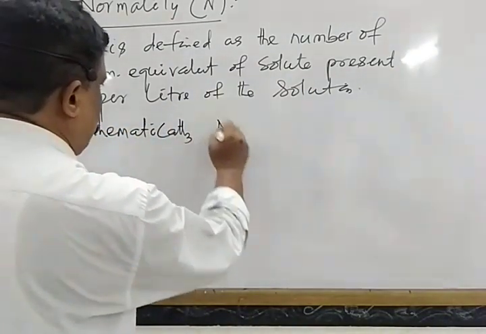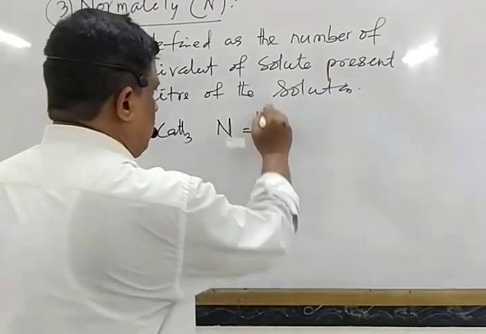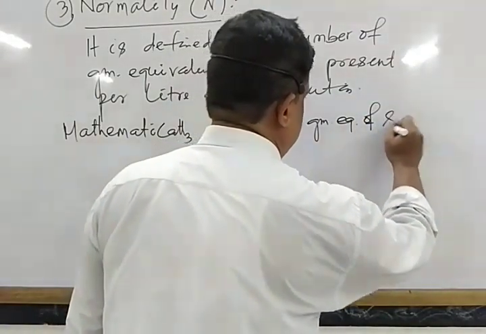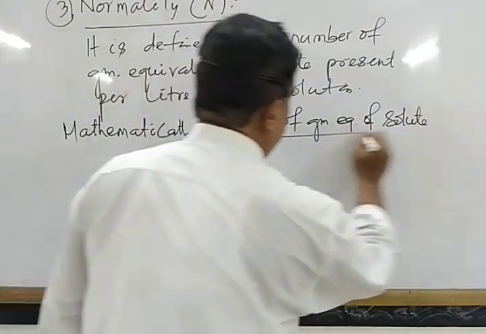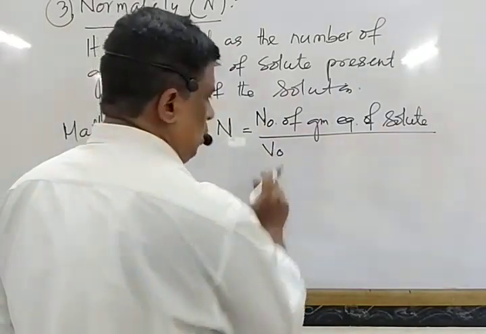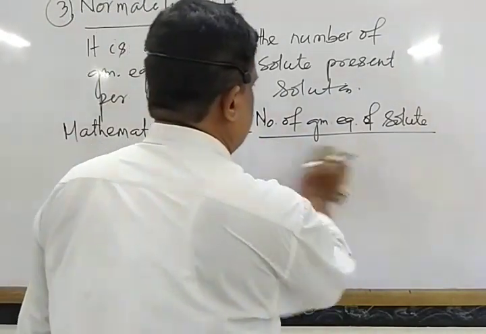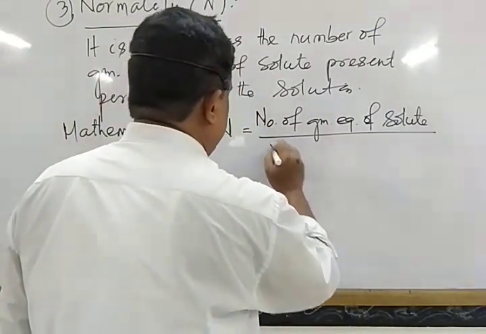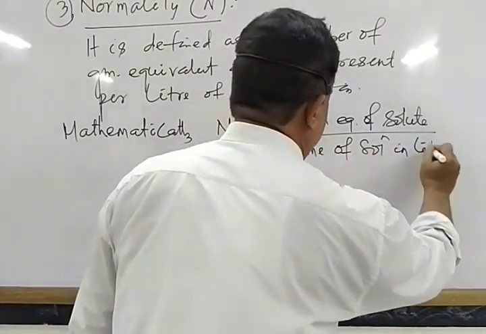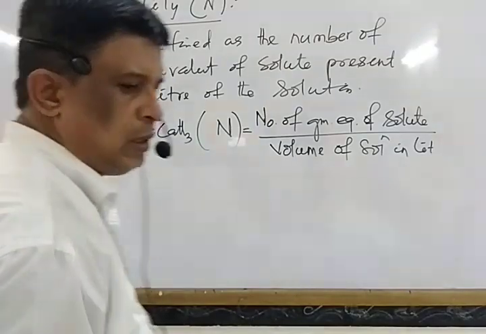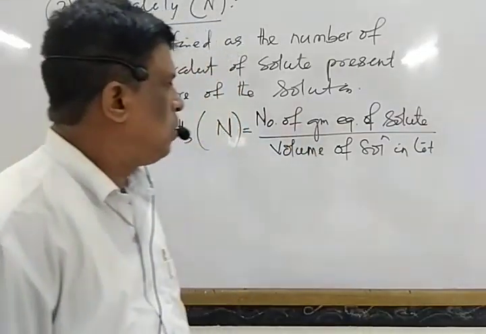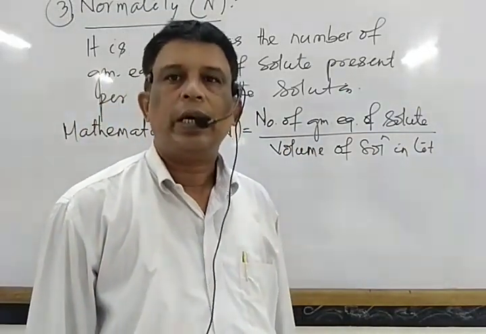Mathematically, normality is equal to the number of gram equivalents of solute present per liter of the solution, that is, the number of gram equivalents of solute divided by the volume of solution in liters. That means normality is defined as the number of gram equivalent weights of solute present in 1 liter of the solution. That means the volume of the solution is in liters.